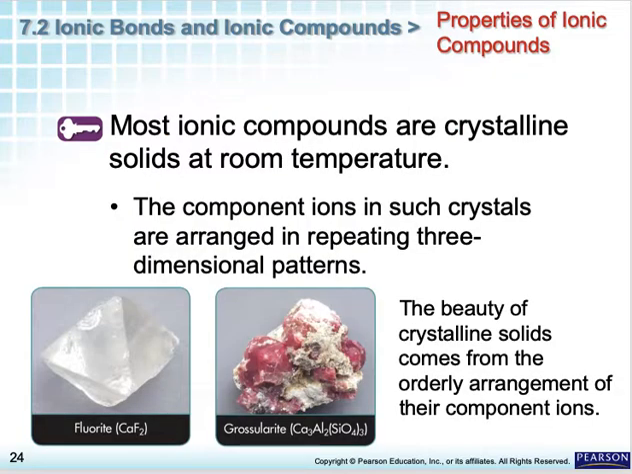So, most ionic compounds are crystals or crystalline at room temperature, meaning they're solids, and they have a regular arrangement of three-dimensional patterns, and this is where we get most of our gemstones. They're actually from some kind of crystals.